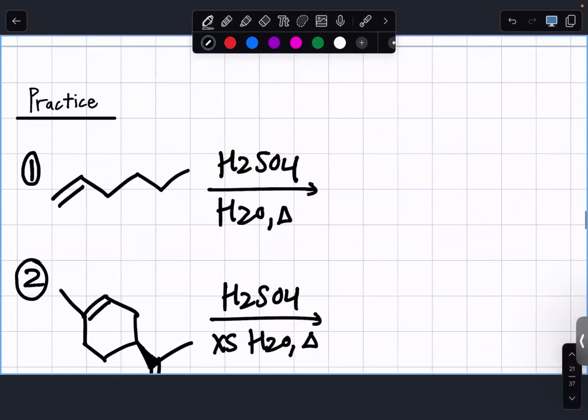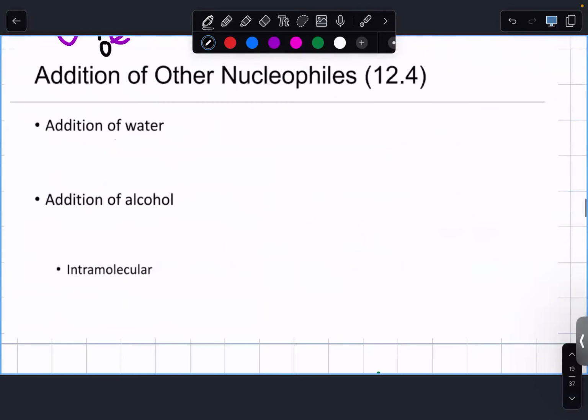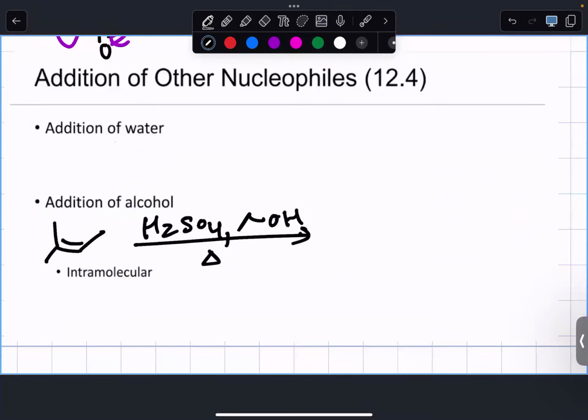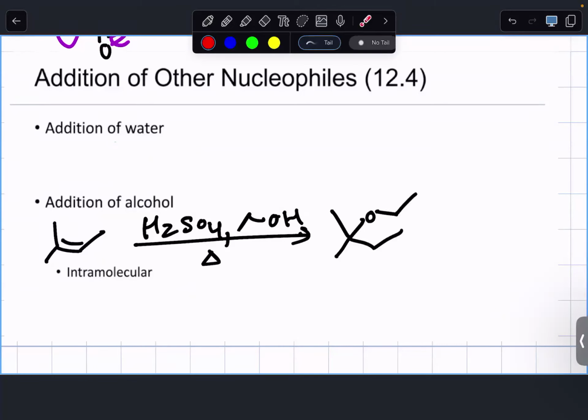So it doesn't have to be water that we attach. It could also be, let's say, alcohol. Like let's say we have H2SO4, and instead of water, we have ethanol and heat, right? It's going to give us this product here, where you notice how if we had water, the water would add onto the Markovnikov position, the more substituted position, as an OH. But if we have an alcohol, at the Markovnikov position we have an OR, right?